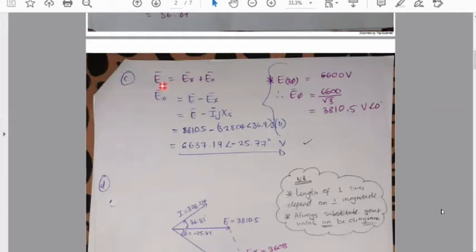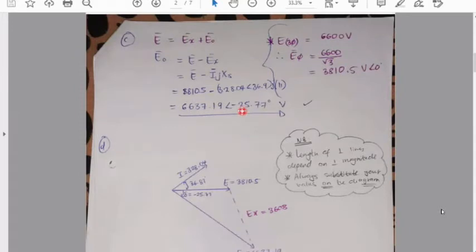Okay. So E is equal to EX plus E naught. This is simple maths from our phasor diagram, and I think it's also explained in your notes. This is just the formula. We want E naught, so E naught will just be E minus EX. It's not a big deal. But in this case, what is our EX? Our EX is equal to I times J times XS. Okay? I times J times XS.